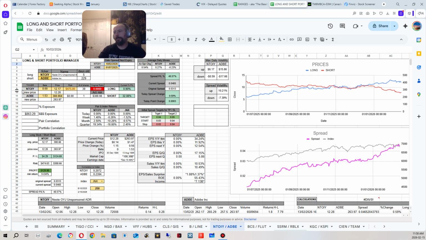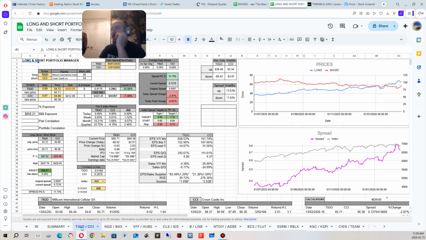So that's one. There was one here which is not performing so well. I forget which one it is now. We're going to go quickly through all of them, and every single week I'm going to give you an update on what's going on in the portfolio exactly. TIGO CCI, Millicom versus Crown Castle. This is doing 6.5 risk return percent already.